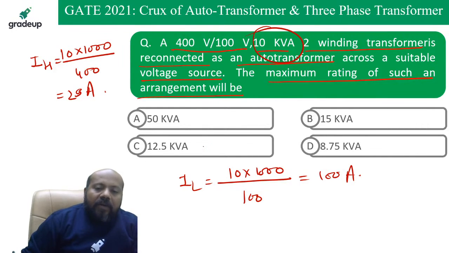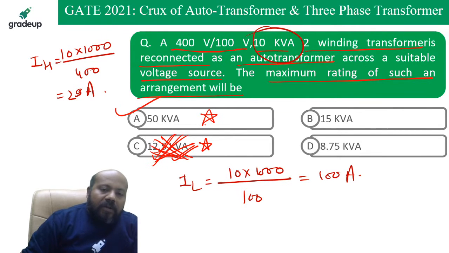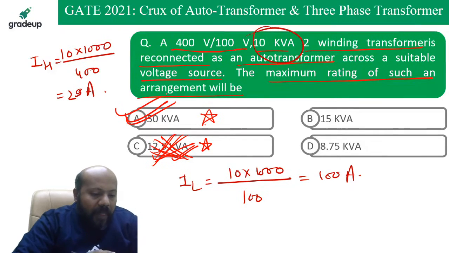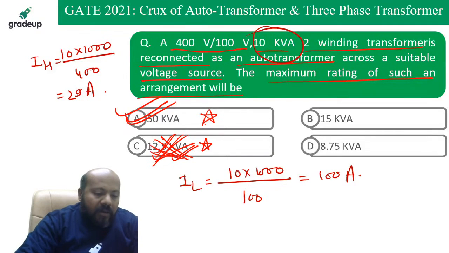Now GATE, you will be getting these types of confusing answers. If you would have used the first connection, you would be getting the answer 12.5 kVA, but this is the wrong answer. So what is the correct answer? 50 kVA. How many candidates are able to follow me in this?